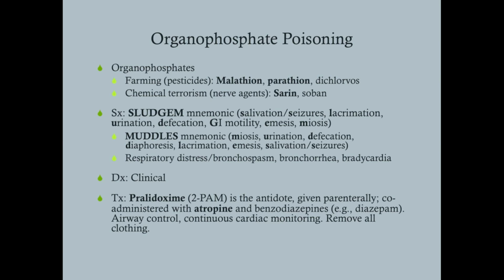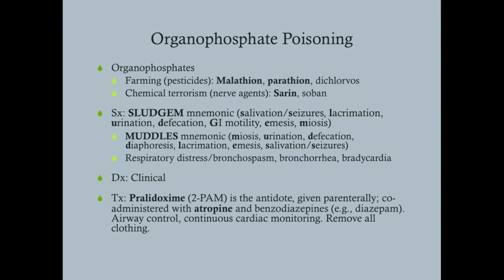Atropine works more quickly, and it can help reverse some of those symptoms of organophosphate poisoning, those cholinergic symptoms. So you'll co-administer pralidoxime with atropine. You also want to give benzodiazepines because most of these will penetrate the CNS and can cause seizures. So giving something like diazepam as seizure prophylaxis is very important.